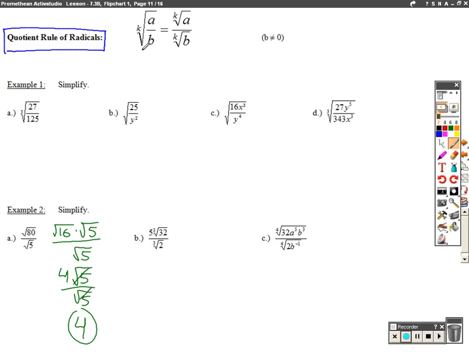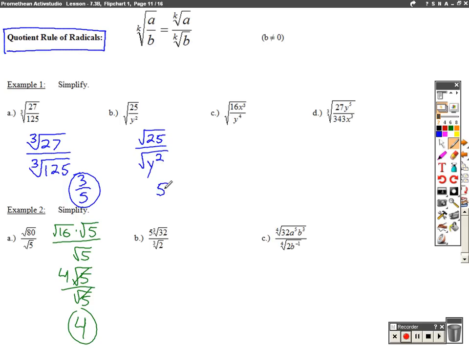So something like the cube root of 27 over 125, just break it up as two different radicals, the quotient of two radicals. Take the cube root of each, you end up getting 3/5. Same thing in letter B will be the square root of 25 over the square root of y squared. 5 over the absolute value of y.